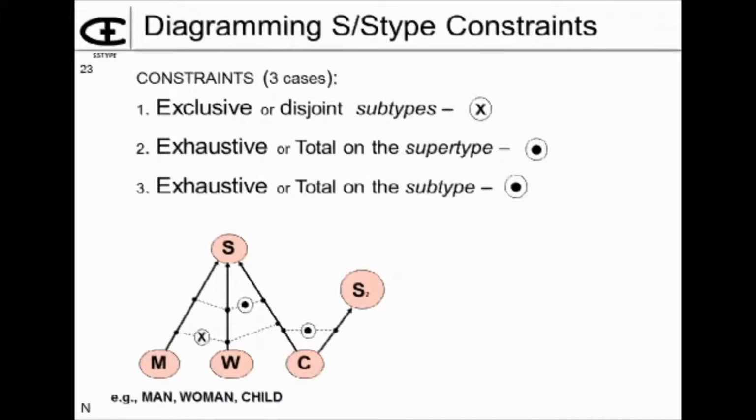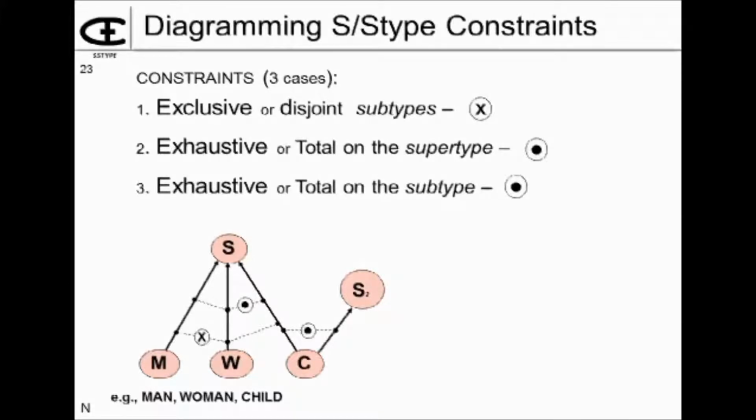Diagramming constraints. There are three possible constraints that we can define. The exclusive constraint, we've already seen an example of that, where the two subtypes, or there could be multiple, you could have 3 or 4 subtypes all connected, and say you can play in at most one of those. The exhaustive constraint is a constraint on the supertype. If that constraint is applied, it says you must belong to at least one of your subtypes. And then there's an exhaustive constraint on the subtype, which means if you're in both of your supertypes, you must play in both of them. You must be in both of them.